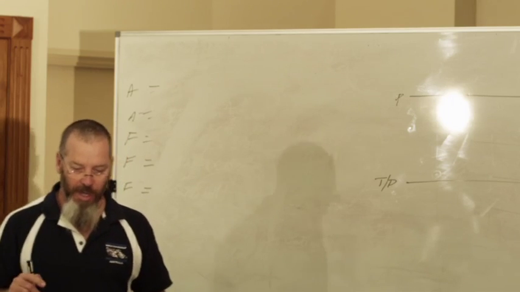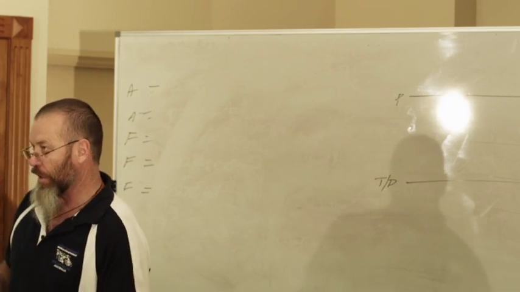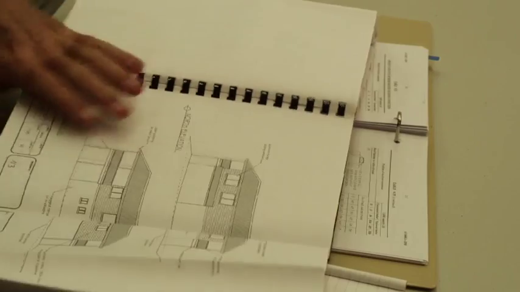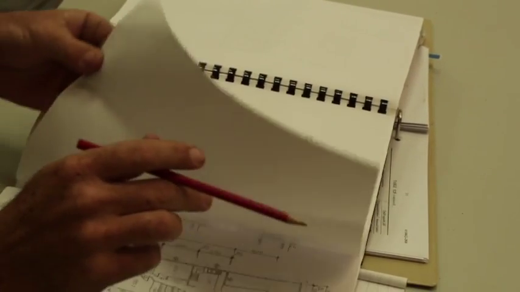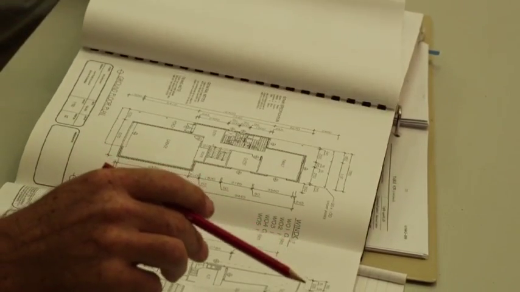I'm going to do window 5 in this case, okay? So I'm going to do the upstairs window. What we need to do is work out what the span of the building is in order that we can work out the distance between the under purlin and the top plate.